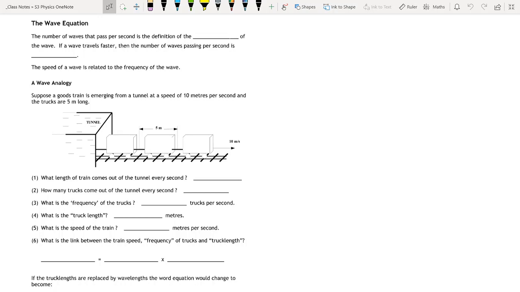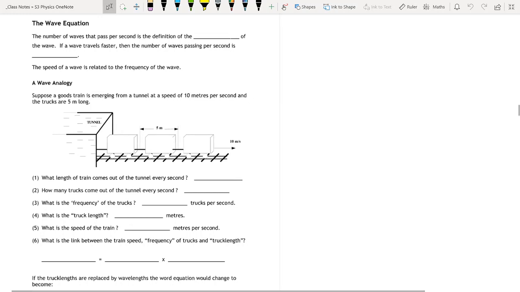If we wanted to find the speed of a wave and we knew the distance it travelled in a certain amount of time, we could just use speed equals distance divided by time. Or if we wanted to know the distance it travelled and we knew the speed and the time, we use distance is speed times time. The wave equation is kind of a form of that, but it takes into account the specialist parts of a wave, like wavelength and frequency.